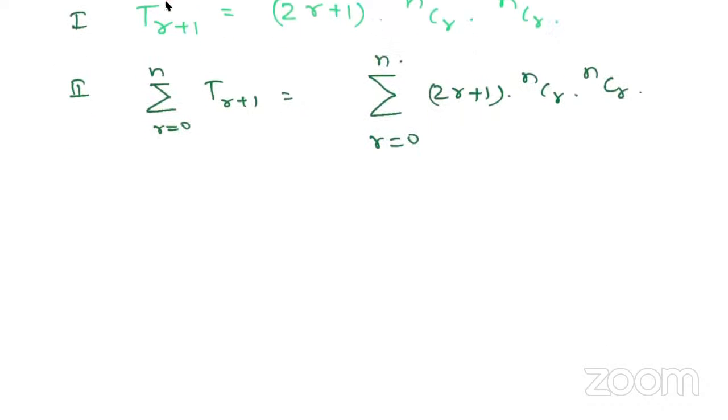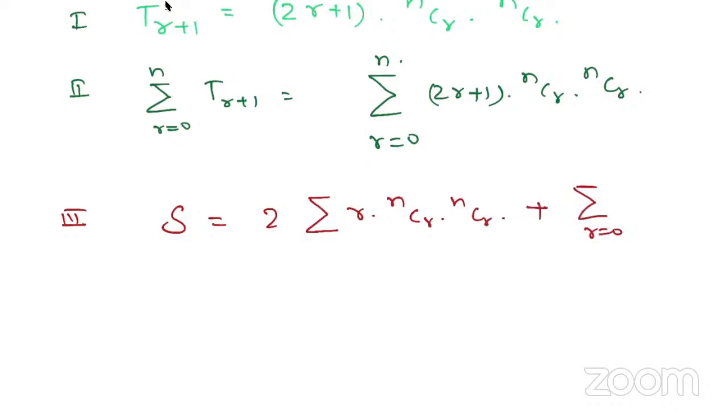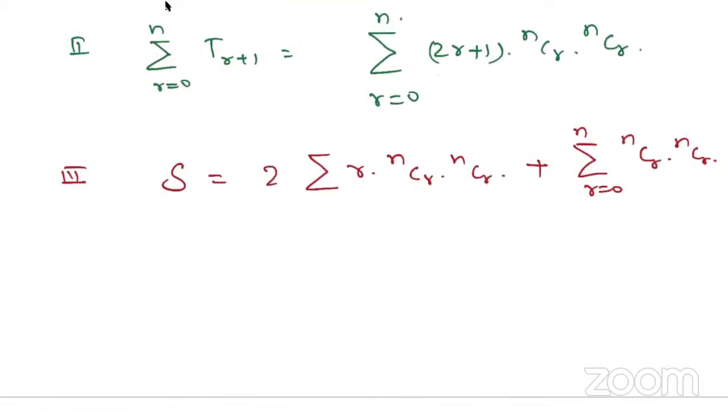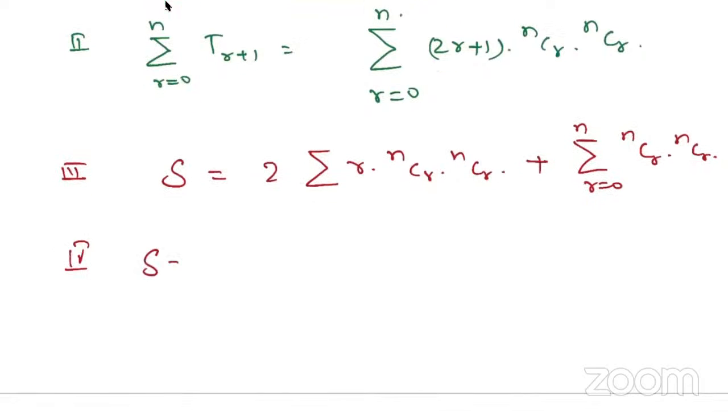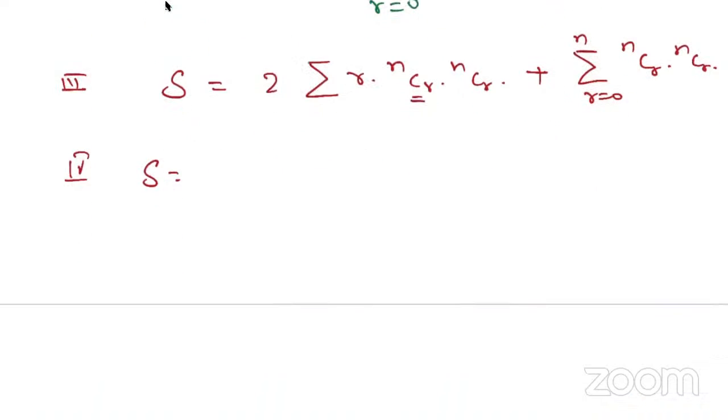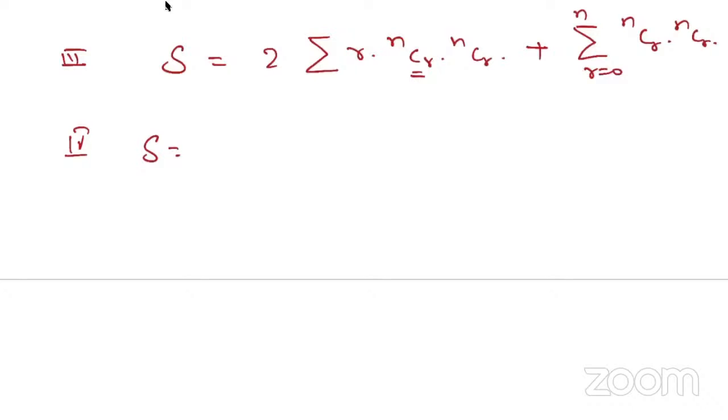Now, this is, taking 2 common out, summation R into NCR plus summation R is equal to 0 to N NCR. Very good, everyone. Good going. Now, step 4. I guess you can write down the answer. Take this n by r from this and write down the answer. Everyone, try this. After this step, you have to write down the answer.